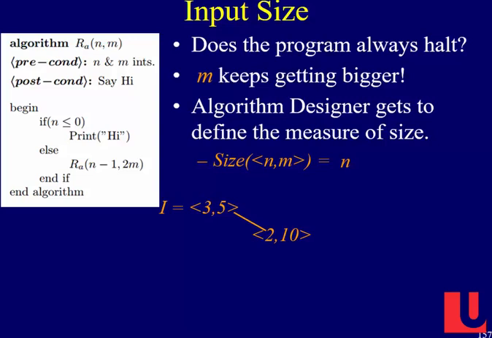The 3 got smaller, but the 5 doubles. And then the 2 gets smaller, and the 10 doubles. And then we halt. Does that make sense? Just because the m is getting bigger is in some ways none of our business.